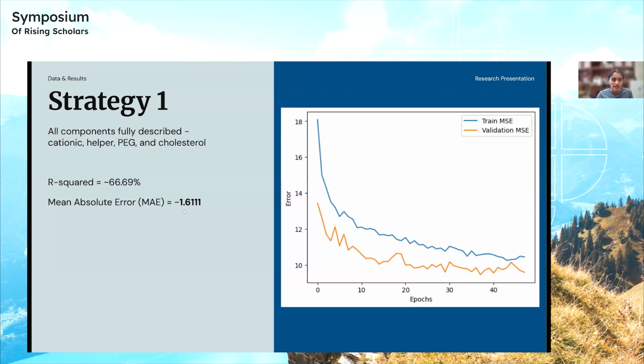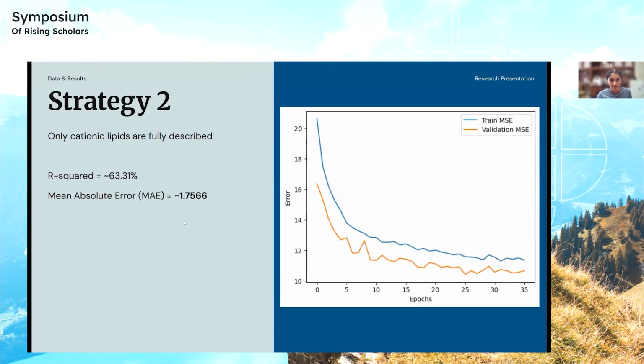So for strategy 1, the mean absolute error I got was around 1.611, and this is not too low or not too high compared to the other strategies. I was pretty surprised that it wasn't as bad as strategy 2, which was 1.7, a lot higher than the first one. And in this strategy, just as a reminder, only the cationic lipids were fully described and multiplied by their mole ratios, whereas all the other components were simply added to the formulation vector.